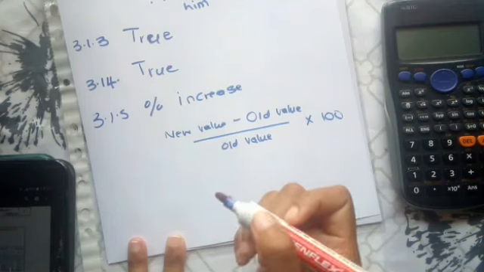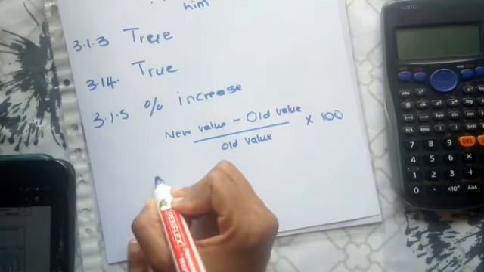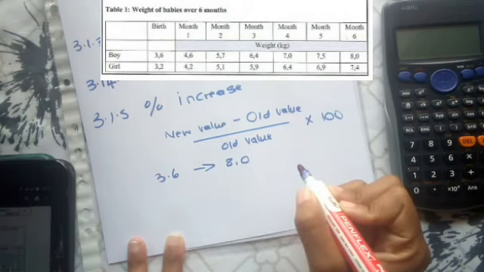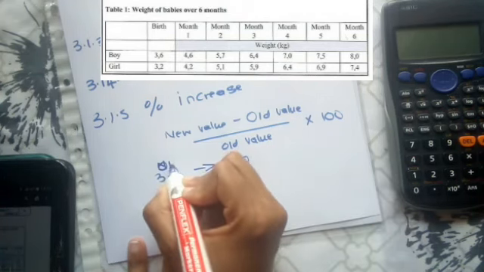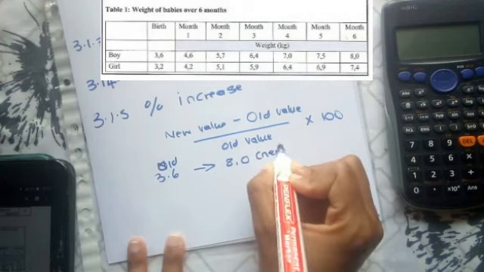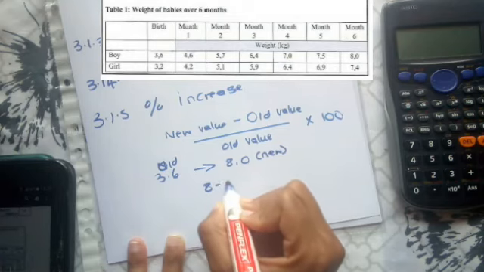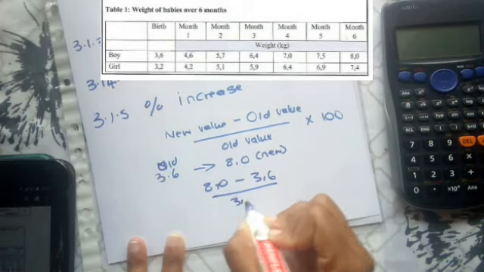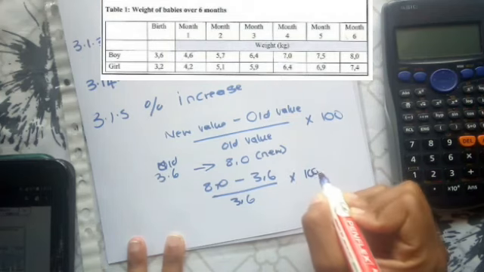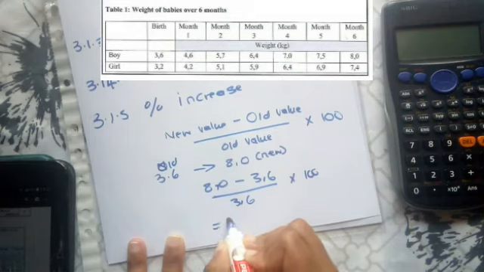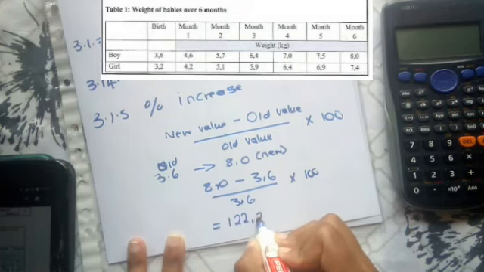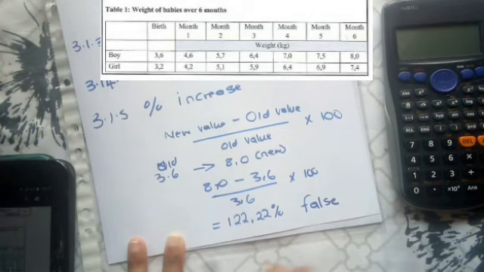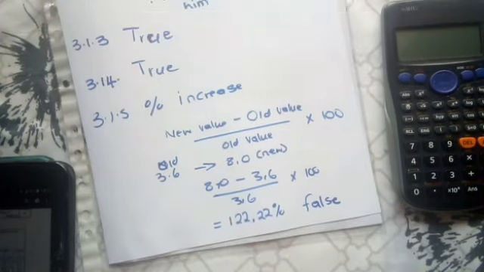So in this case, the boy started at 3.6, and now he weighs 8.0 at 6 months. So 3.6 becomes the old value, and 8.0 becomes the new value. So you're going to say 8.0 minus 3.6, all over 3.6, multiplied by 100. Then you punch it in your calculator and it will give you 122.222%. So therefore the statement is false, and that is the rest of 3.1.